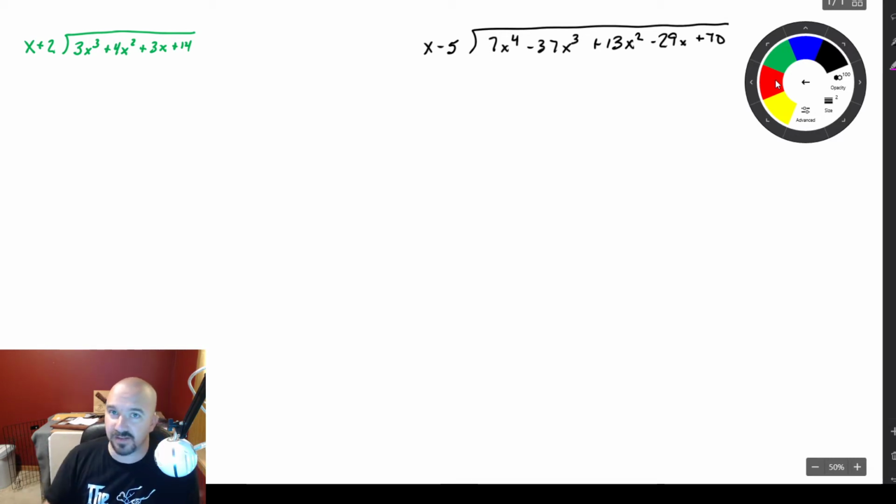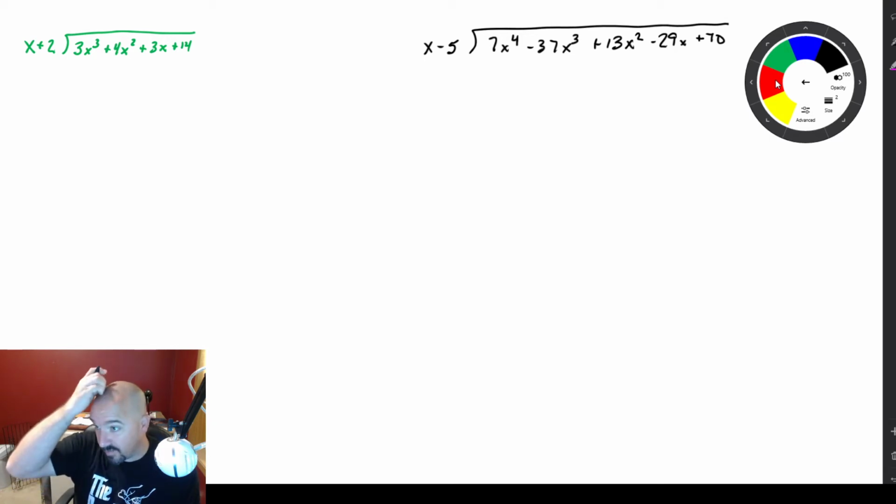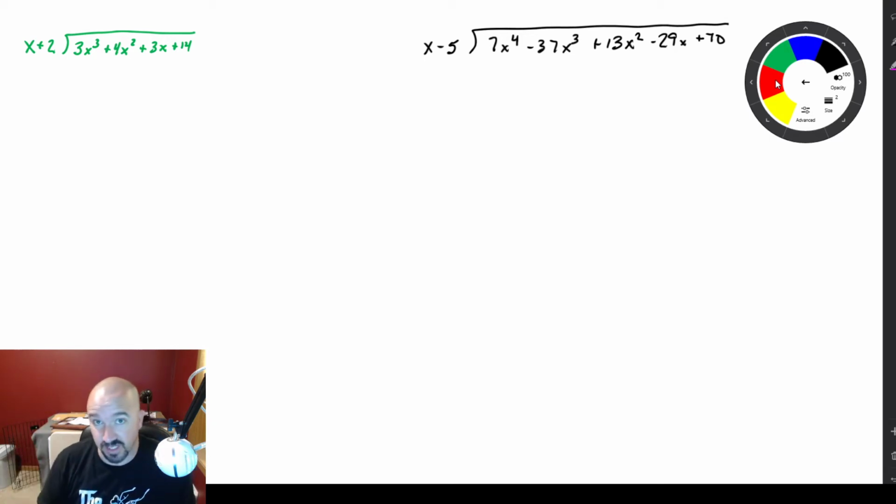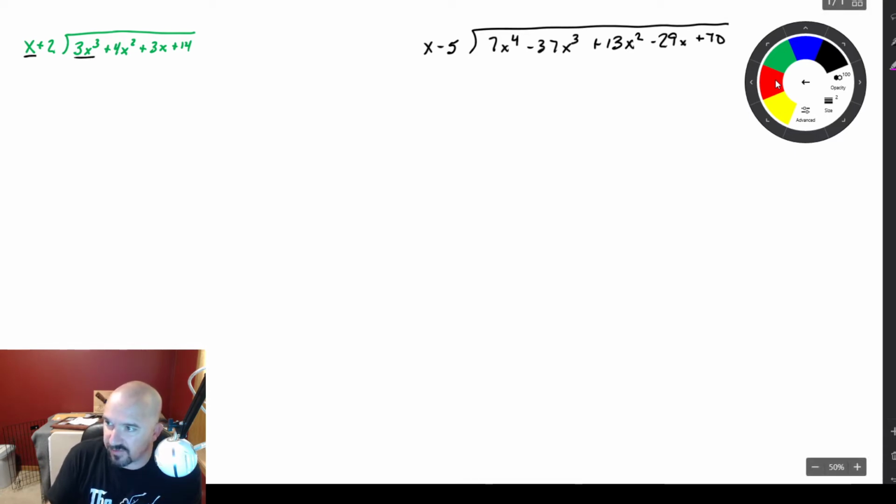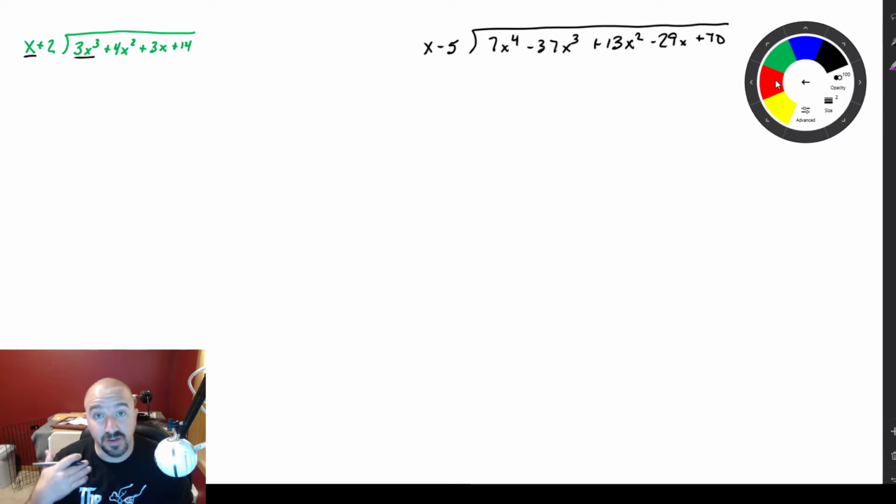The idea behind this is the same. Just like long division of real numbers, you're going to make decisions based on what you're presented. The only difference is instead of using all of x plus 2, we are going to use only our x to make our decisions. And so I'm going to start with the first terms only. Everything else is going to follow from it.